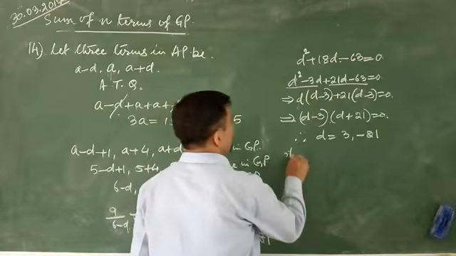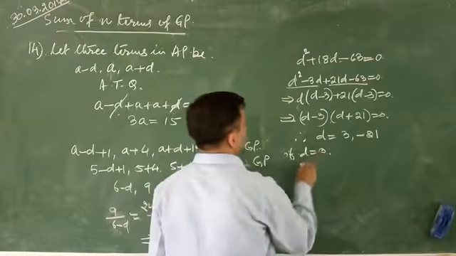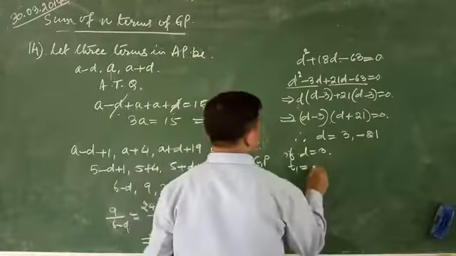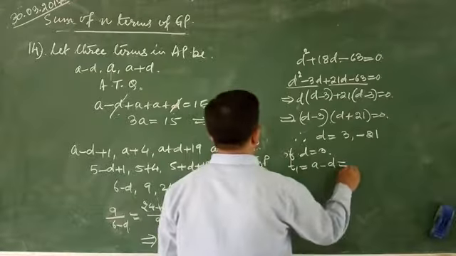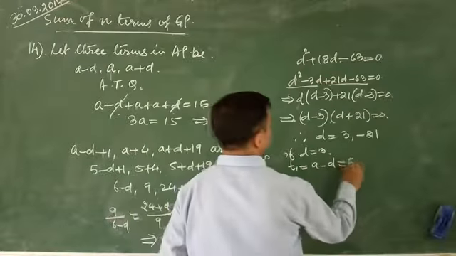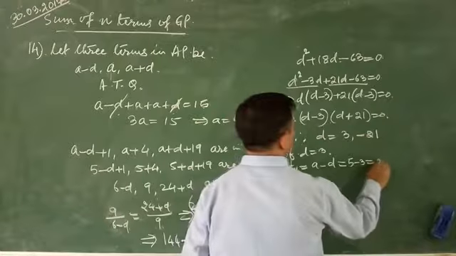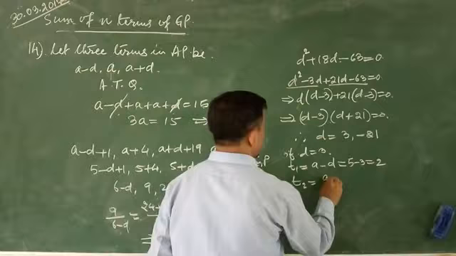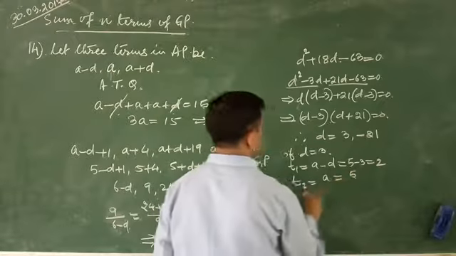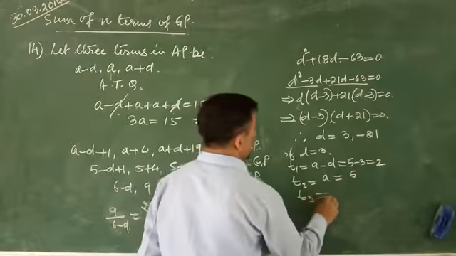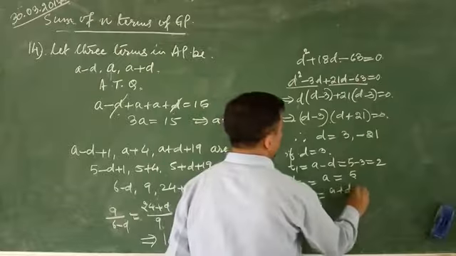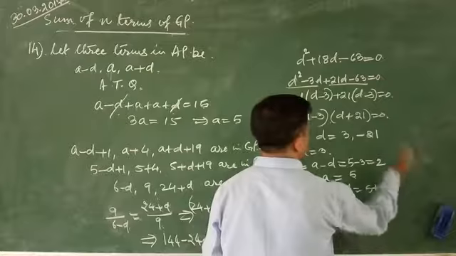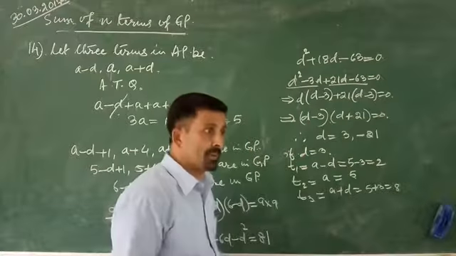So if d is equal to 3, then your t1, that is the first term, is equal to a minus d, and your a is 5, minus 3 is equal to 2. Then the second term, t2, is equal to a, and a is only 5. And then the third term, t3, is a plus d, that is 5 plus 3 is equal to 8. You got one set of answers?